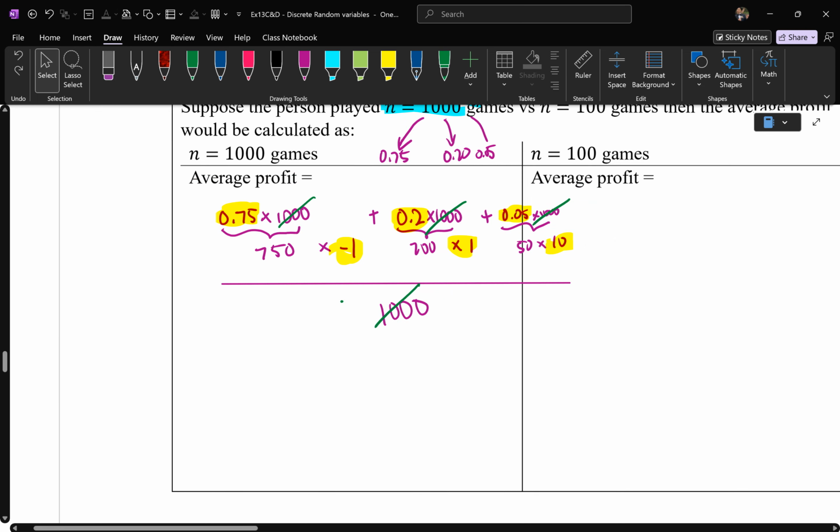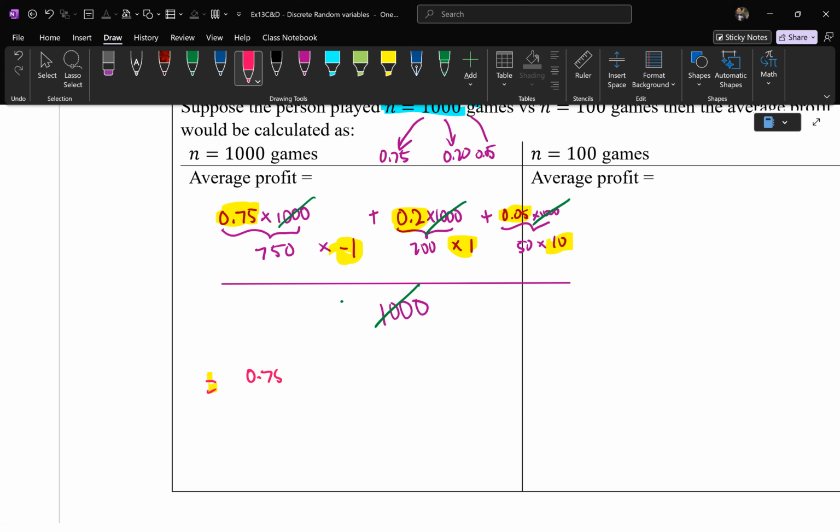Anyone worked it out so far? What's the profit or loss? So 0.75 times -1 plus 0.2 times 1 plus 0.05 times 10. What'd you guys get? And that implies that you lose 5 cents in the long run for every game that you play.